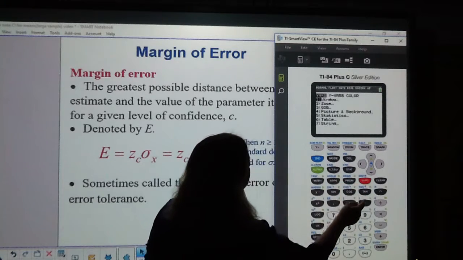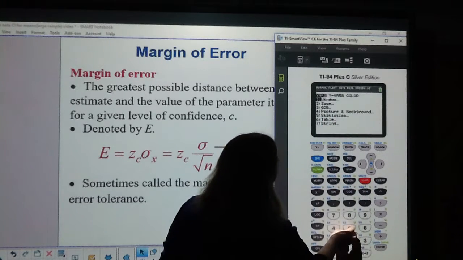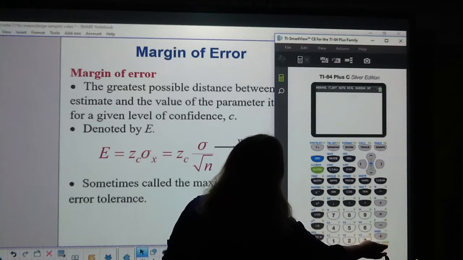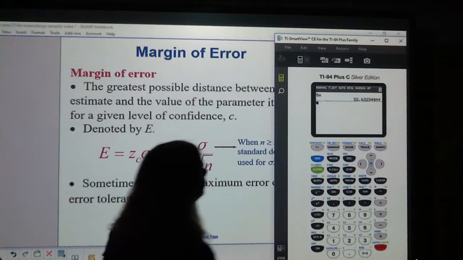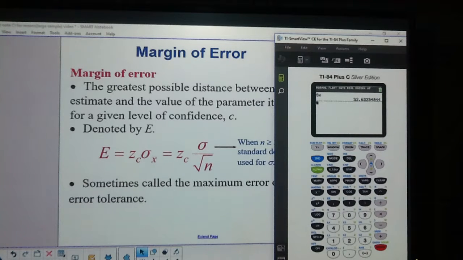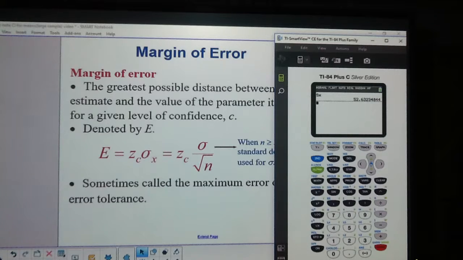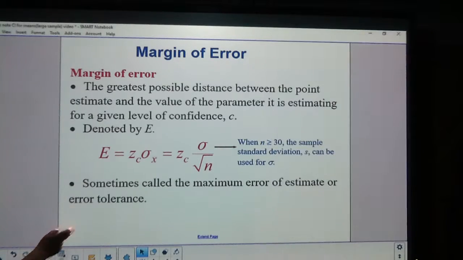If you go to VARS, statistics, there it is right here. I'll just show you that it has that number in it. There's that 52.63. So it's in your calculator. So if you're using that, I would pull that up in your calculator. I wouldn't retype 52.6.